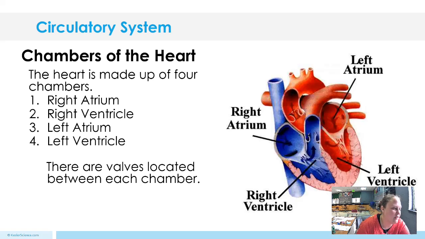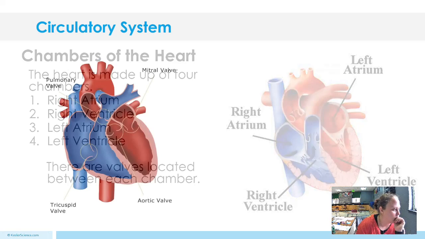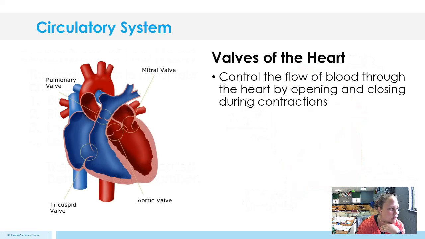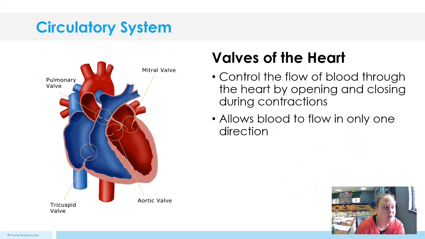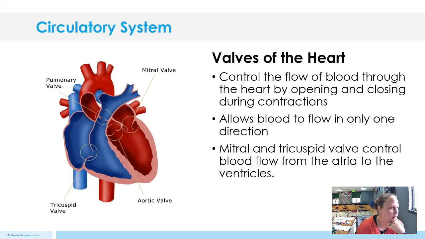Those are the valves, if you can see. They're kind of blended in a little bit, but they're valves that are located between the chambers to allow the blood to flow in and out. Valves of the heart control the flow of blood through the heart by opening and closing during contractions. It allows blood to flow in only one direction. The mitral and the tricuspid valves control blood flow from the atria to the ventricles. So they go from the aortic valve and your ventricles.